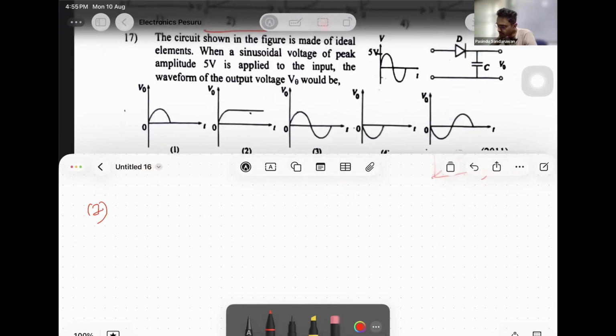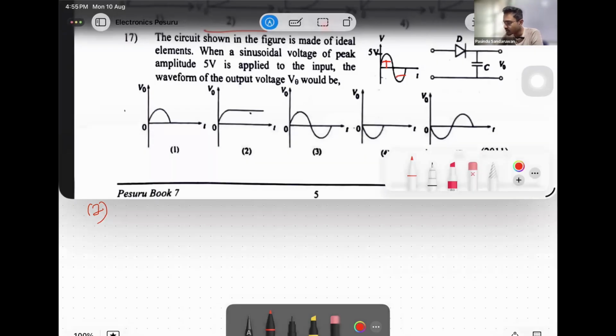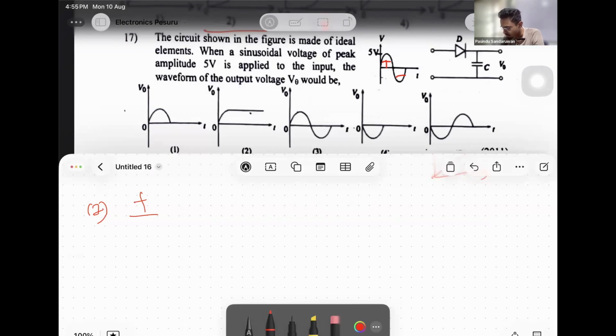The circuit shown in the figure is made of ideal elements. When the sinusoidal voltage of peak amplitude 5 volts is applied to the input, what would be the waveform of the output voltage? The theory part coming from here is from the half wave rectifier. Now this is plus and minus. When this is plus, D will be forward biased. When D is forward biased, this functions, and there's V out.